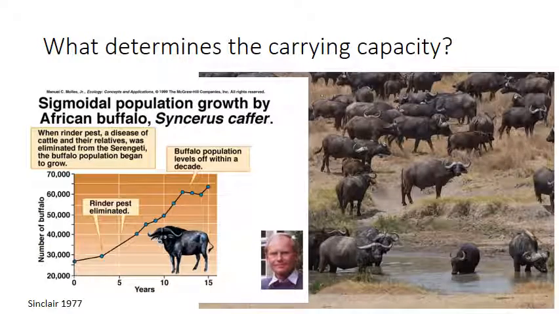So this is another example from your textbook. This is African buffalo on the Serengeti. And for a long time, they were subject to a disease called rinderpest, which limited their population. But when that disease was eliminated, their population began to grow, as you can see from the graph on the left. But eventually it started to level off after about a decade, and that was because of food limitation. The grasses that they fed on became overgrazed and limiting for the population. And so after about a decade, these African buffalo reached their carrying capacity.